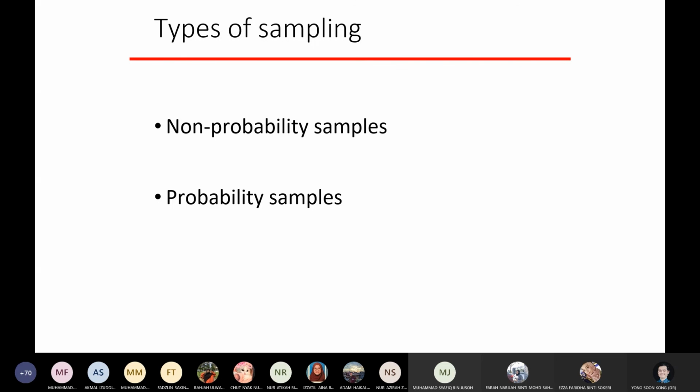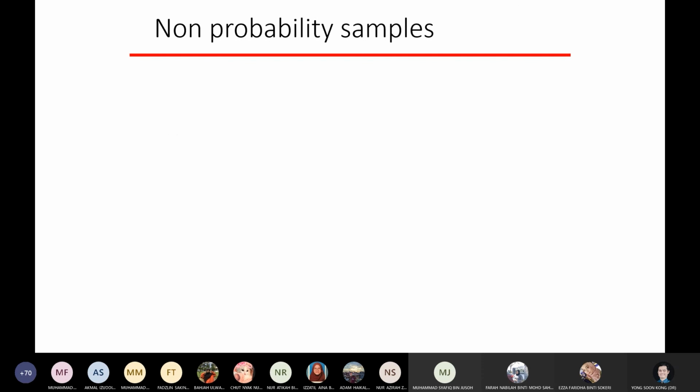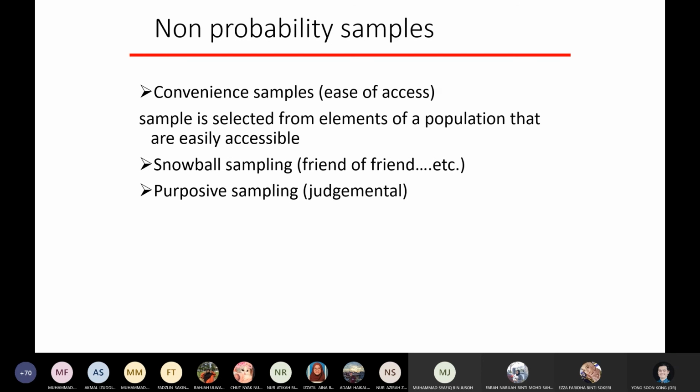Okay, so next one, types of sampling: non-probability sampling and probability sampling. What is non-probability sampling? It is a sampling technique that is based on convenience, the ease of access. So these are techniques that are not very systematic, I would say, the non-probability ones, because you can do the sampling based on judgment.